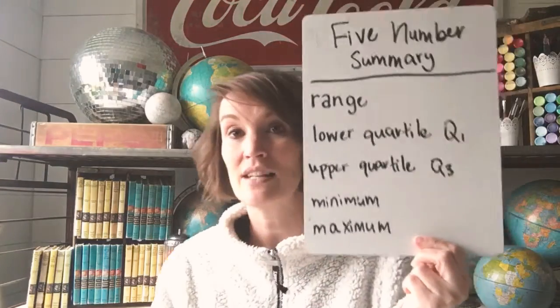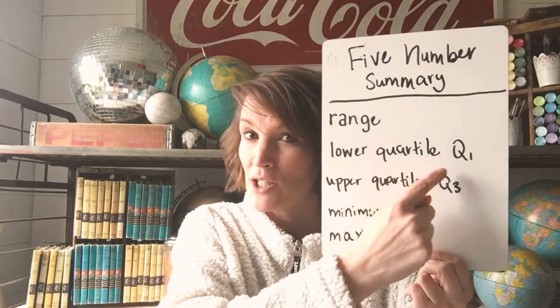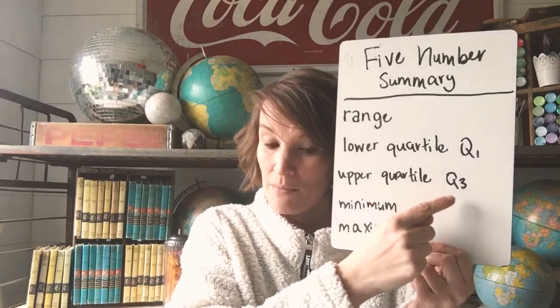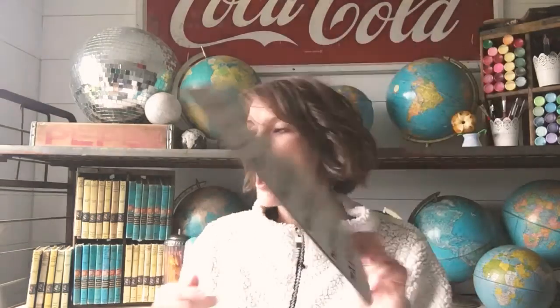So today we're going to be looking at not the measures of center, but the measures of spread. And when we look at this information, we can come up with a 5-number summary for a set of data. Once you know these 5 numbers, you're going to be doing pretty good. The 5-number summary is these 5 things: range, lower quartile, which we write as Q with a subscript of 1, upper quartile, which we write as Q with a subscript of 3, minimum, and maximum. So let's talk through this 5-number summary.